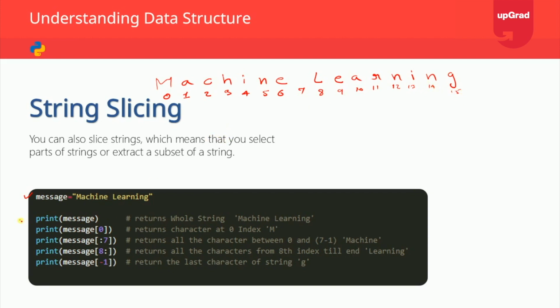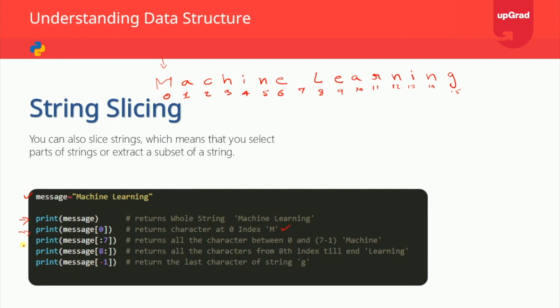Now, if we execute this particular statement, print message, it is going to print the whole value of the given string. Now let us look at this second expression. Please observe the square bracket. The square bracket is also called index-based access. Here, I'm using an index for accessing a particular character. I'm specifying the zero index here, which means I want to fetch the zero index character. So the output of this print statement would be M.